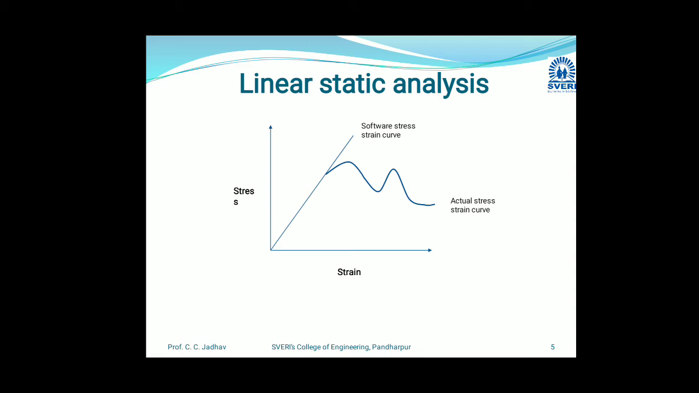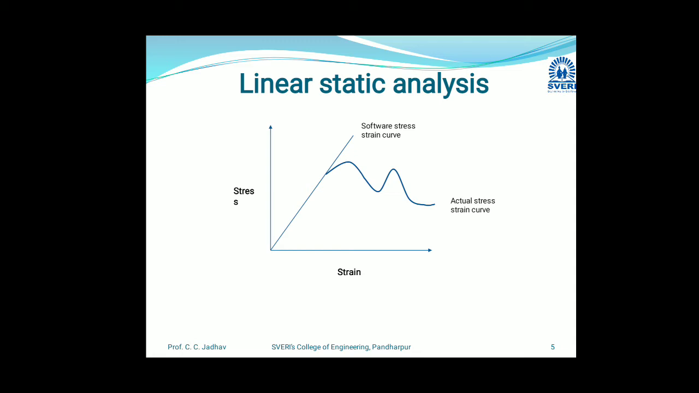Now you can observe this is the engineering stress-strain curve. In that, the straight line indicates the software stress-strain curve, and the curve that follows after the ultimate stress is the actual stress-strain curve. Linear means a straight line, Hooke's law, that is sigma is equal to E into strain. It is the equation of a straight line, y is equal to mx, passing through the origin.